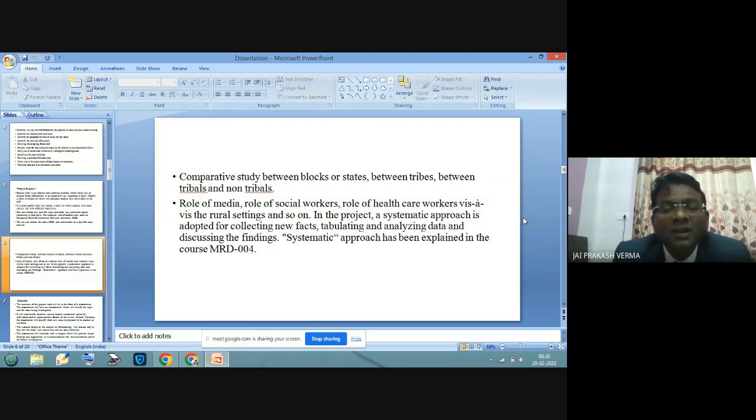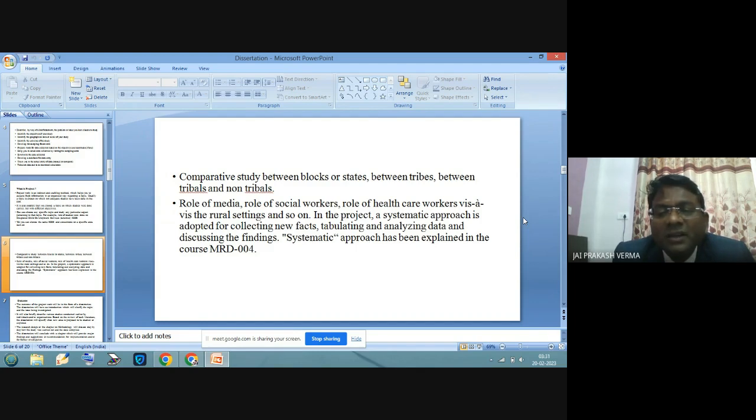If you go for rural areas, you must compare the state with blocks. If the population is tribal and non-tribal, we must compare the resource allocation between the tribal and non-tribal population. So these are a few things which must be kept in mind when we go for research or a dissertation. So the role of media, role of social worker, role of healthcare worker, the rural setting and so on.